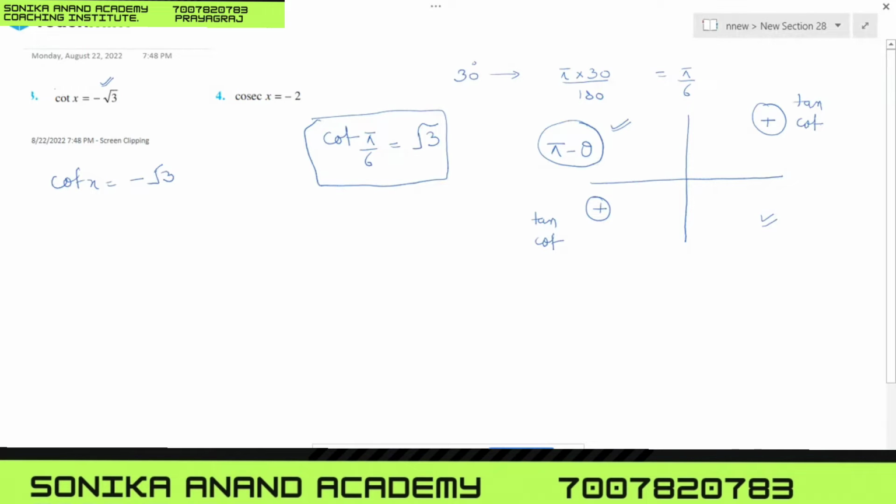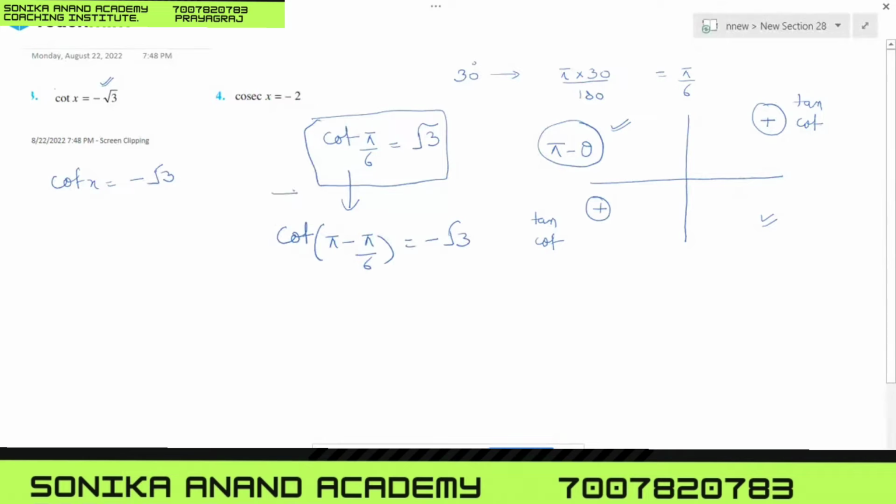Pi minus theta. Okay, ma'am. Now listen, pi minus theta. So we write this in order to get cot minus pi by 3, cot pi minus pi by 6. Then its value becomes minus root 3.